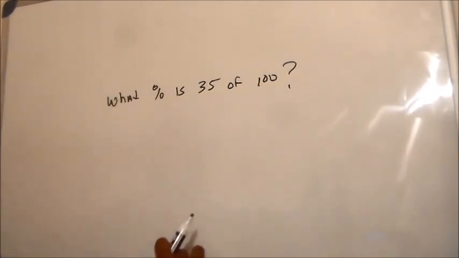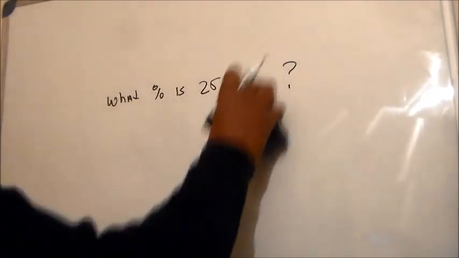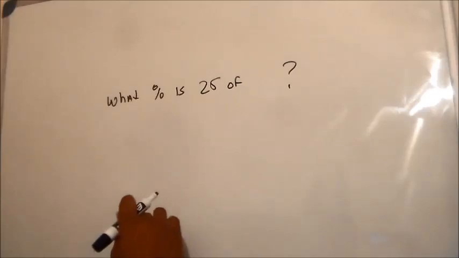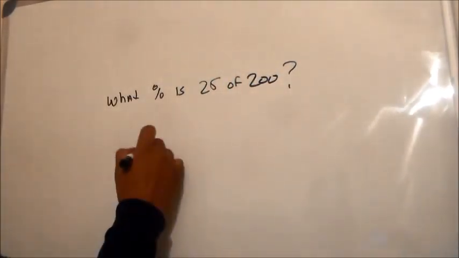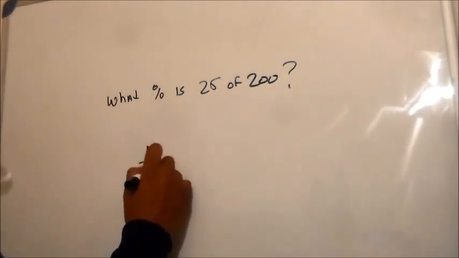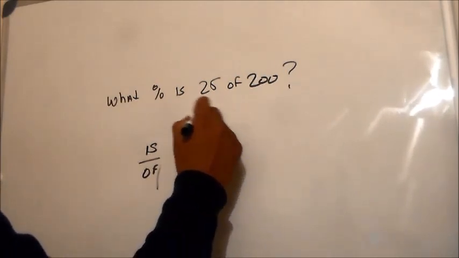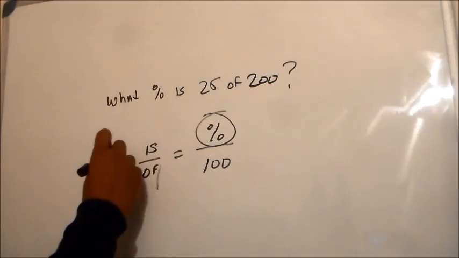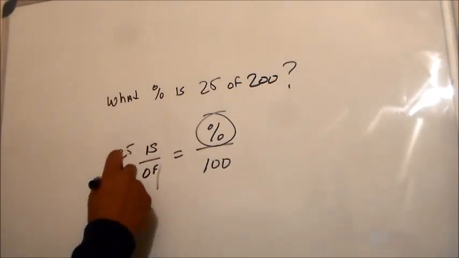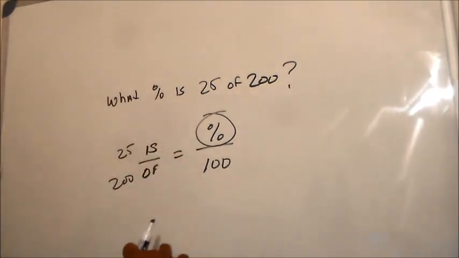That's pretty easy. What percent is 25 of 200? Again, I've got to remember is over of equals whatever percent I'm trying to find over 100. My is 25. My of is 200. Can you say that 25 is what percent of 200? Pretty simple if you can remember the formula, right?